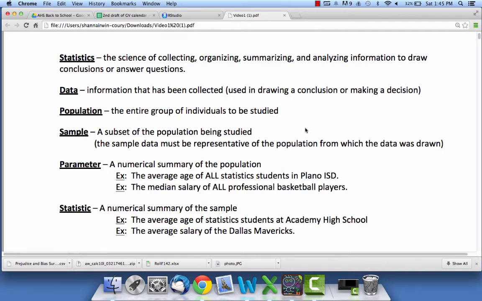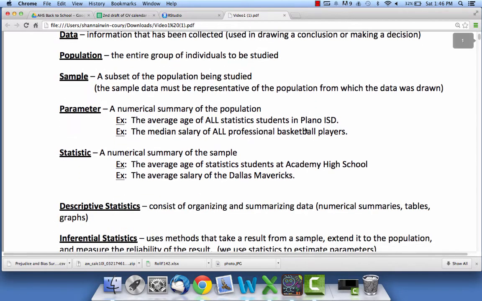The population is the entire group of individuals being studied, not the ones that you survey or particularly study, but the whole group. And the sample is the subset of that population that you actually do study. A parameter is a numerical summary of the entire population, which is pretty rare to have.